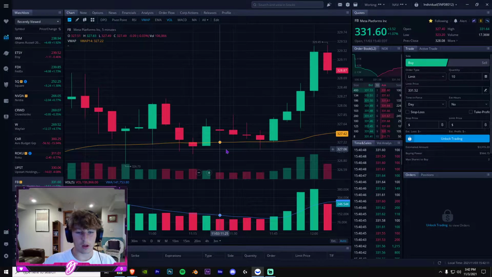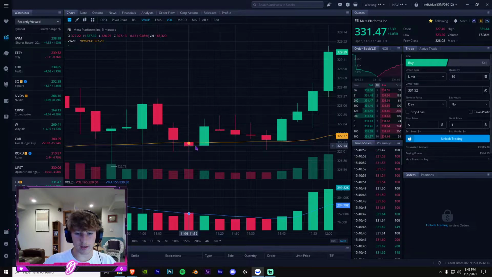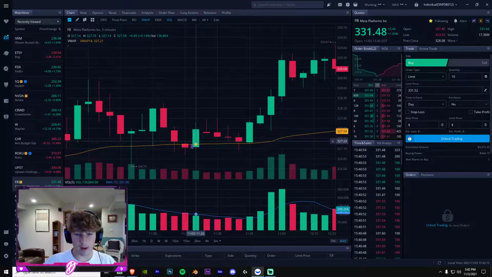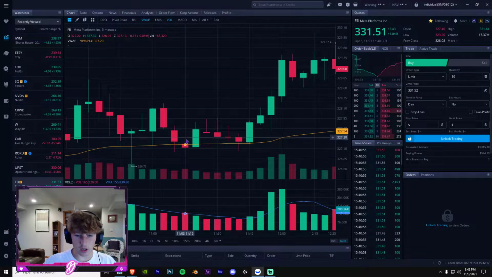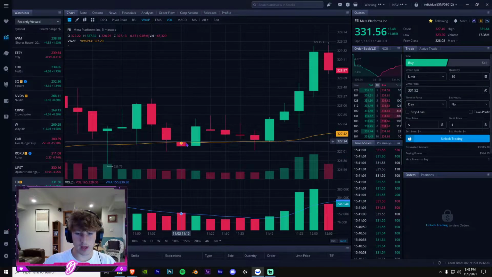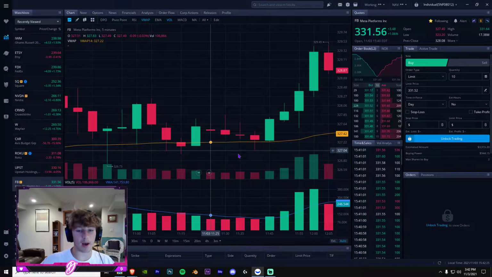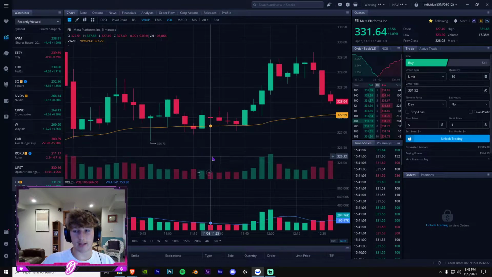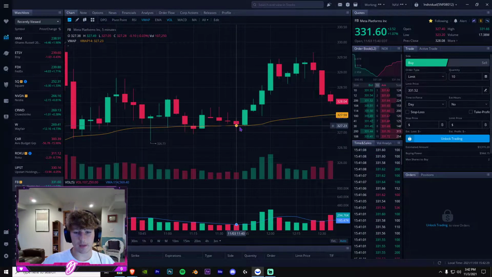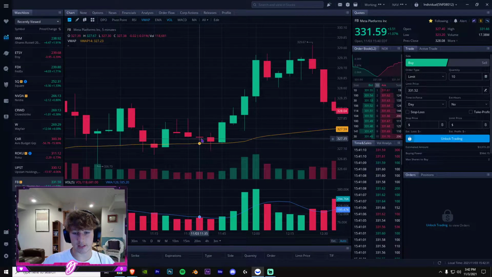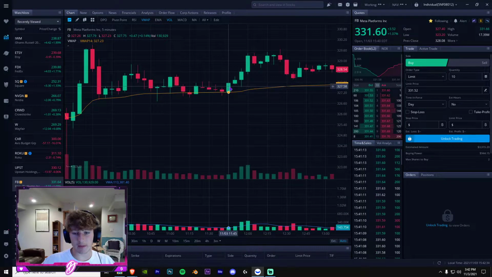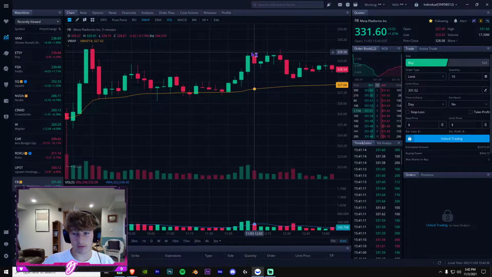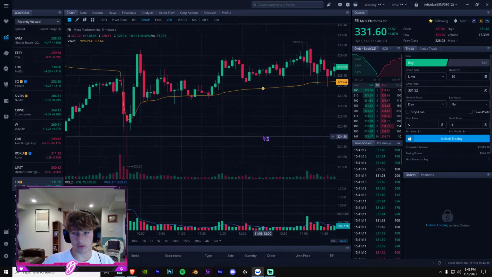So right here again, we see this close under VWAP, but this isn't a strong close under VWAP. Usually I like to look for candles with giant bodies that close under, and clearly this is not a giant body, so I would not have. That is not confirmation. We see it bounce off here, and then again we see it bounce off again, but it doesn't close under. And then we see a nice bounce from 327.50 to 329.50, nice 2-point move.